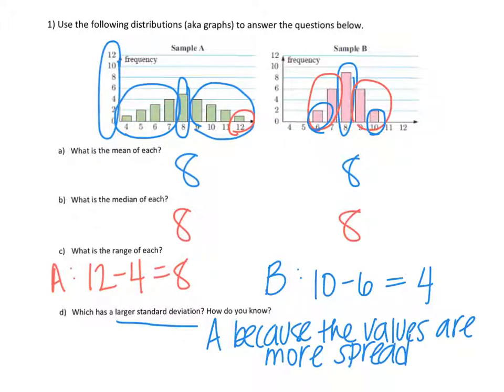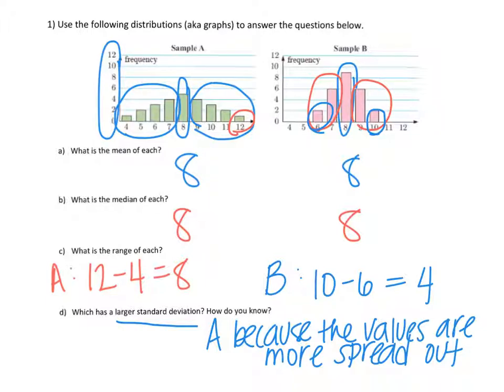You could also talk about the range if you wanted to. You could say because sample A has a larger range, which means that the values at the extremes, the highest and lowest, are larger. So that's just an example of looking at two very symmetric distributions and finding that the mean and median are very easy to pull out, and even the range isn't so bad.